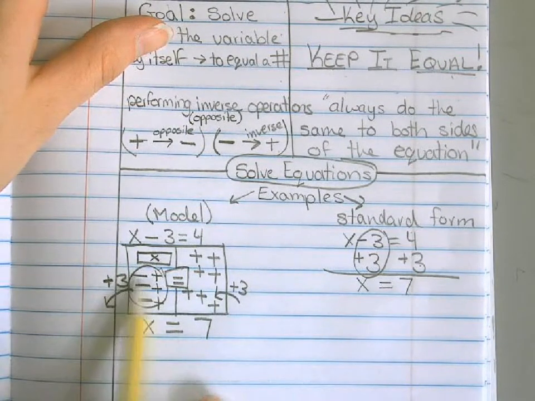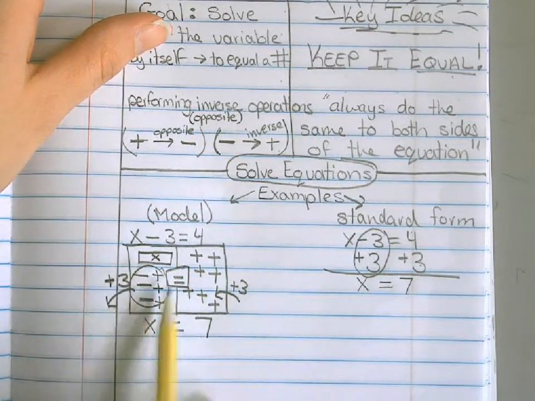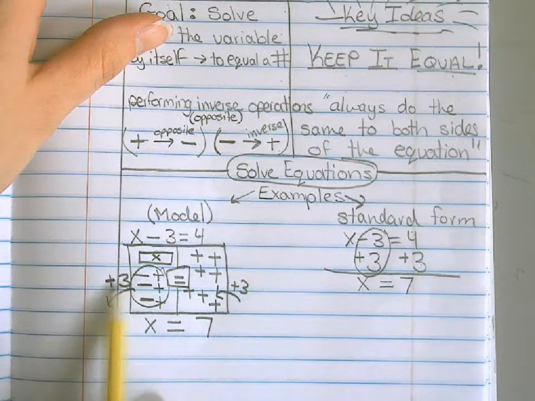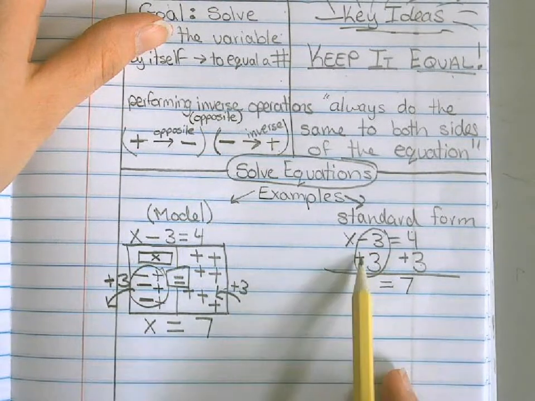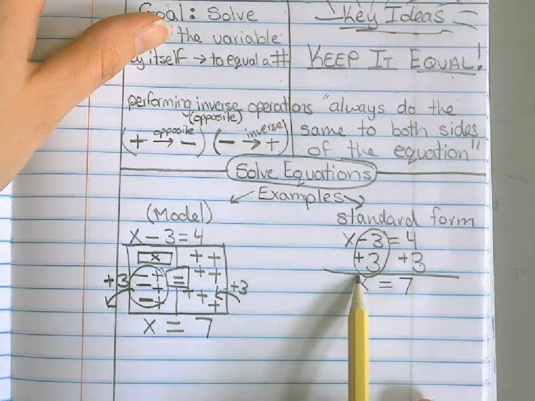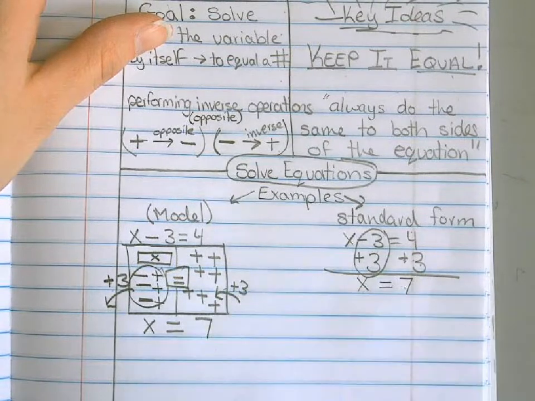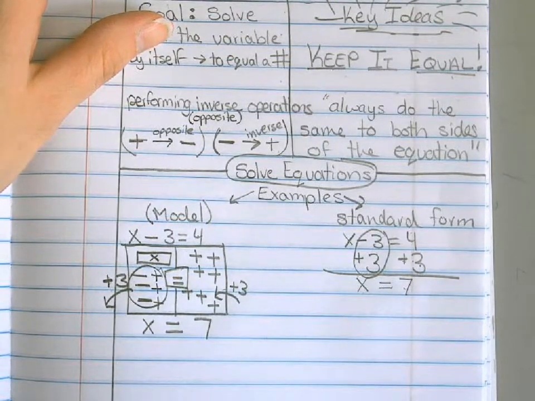Okay? So it's the exact same thing I did here, except I just took all the positives and negatives out. See how I added 3, added 3? Right here I add 3, add 3. These are my zero pairs. X equals 4 plus 3 is 7. Okay? Let's look at another one.